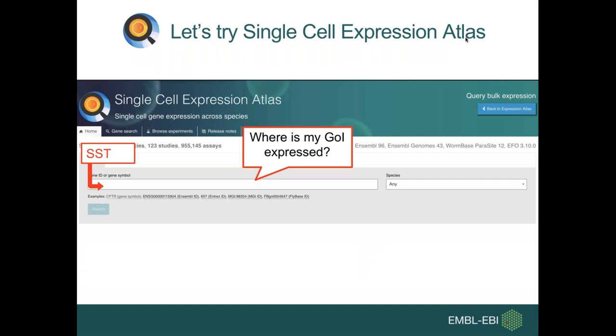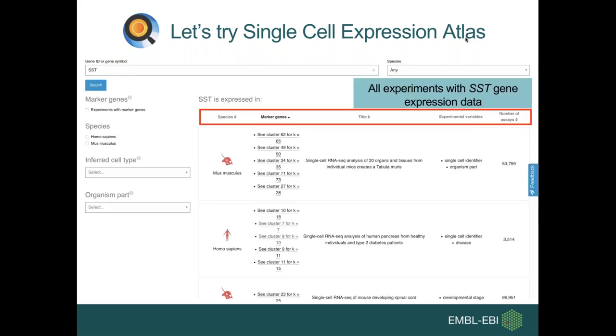The second way, if you are interested in one gene in particular, is to just use the gene search box where you enter a gene symbol. For example, the example I'm going to use for the rest of this presentation is SST, standing for somatostatin. So if you enter that symbol into the search box, you will get a list of all experiments that we currently have in Atlas where expression of SST has been detected.